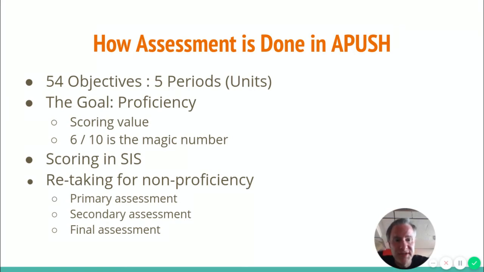First semester, we have 54 objectives spread out over 5 periods. Some have more, some have less. But you should never have more than, I think the biggest is 15 objectives in one unit.